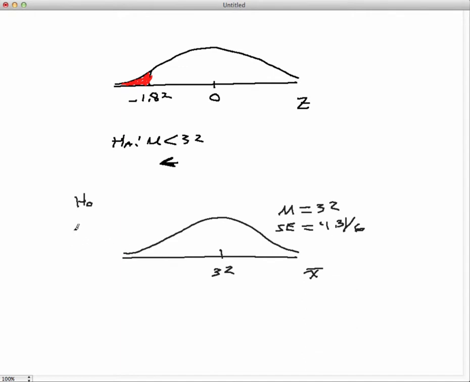So in other words, the normal model here is going to be N(32, 4.31 divided by 6), all right? Now, we come into this distribution, and we're going to plot in here the observed value, which is 30.69.